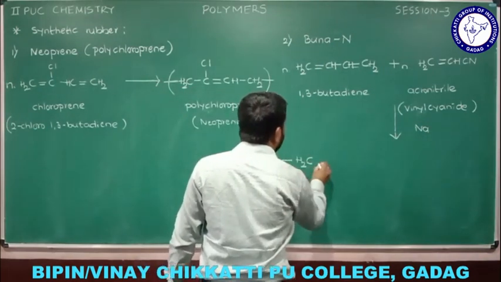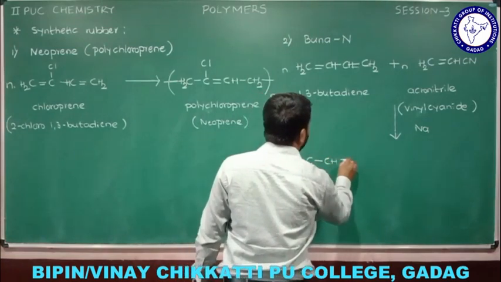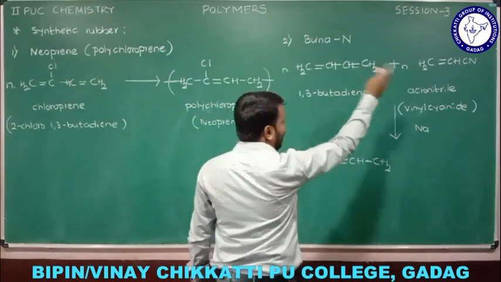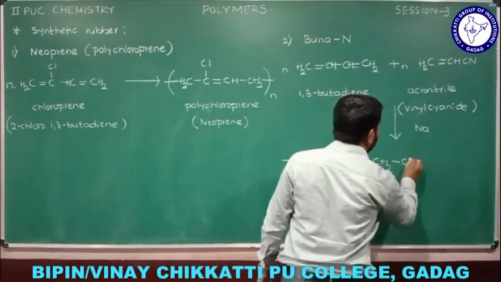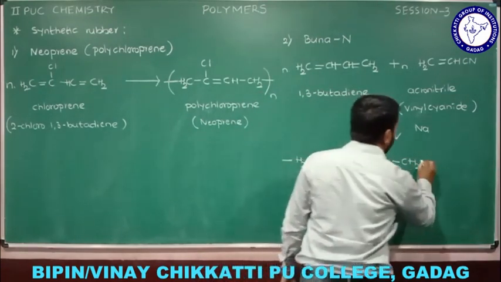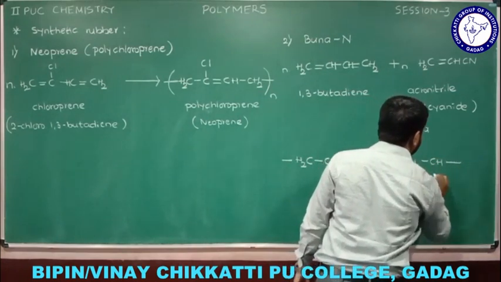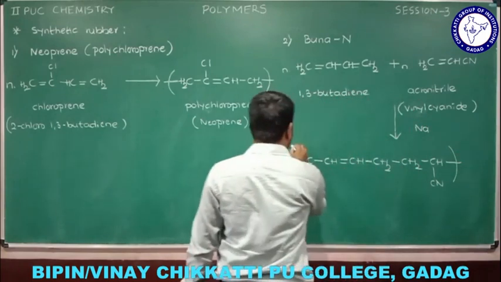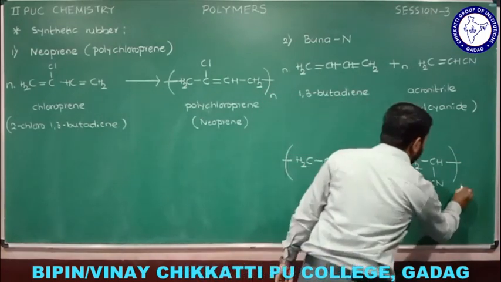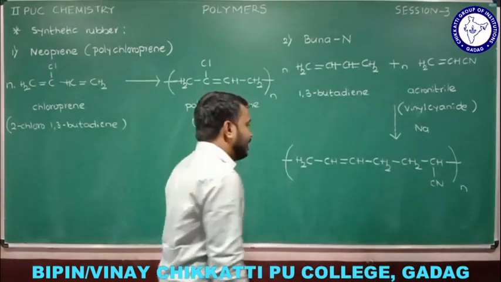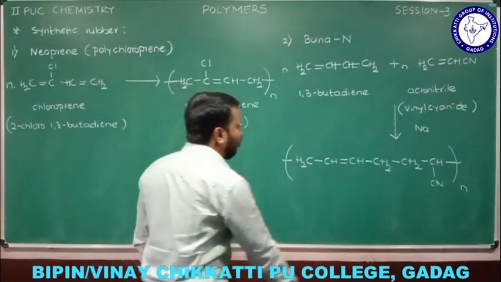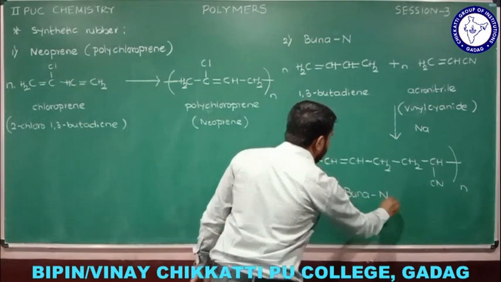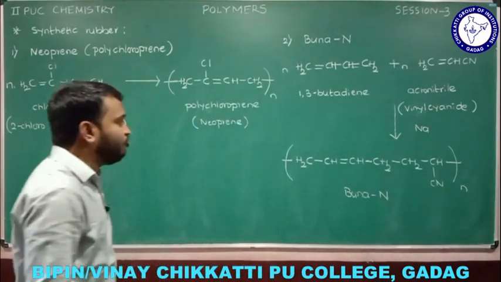Okay, the CH2 and carbon double bond is going to exchange, and that CH2 is going to be linked with the CH double bond, and here I am supposed to write CN. You can write it above or below the same thing, and below I am supposed to write subscript n, and that would be the structure of Buna-N. Many times this has been asked: explain the manufacture of Buna-N.